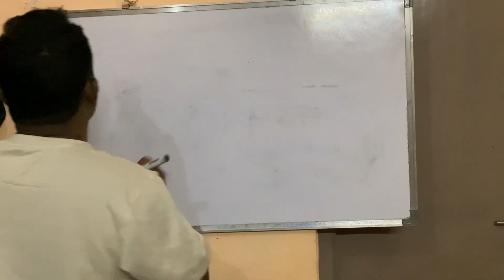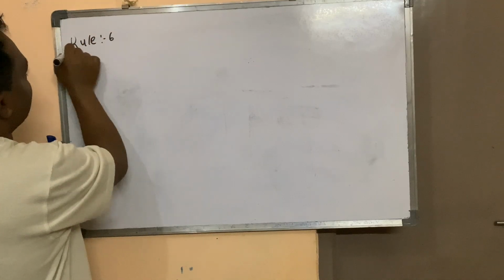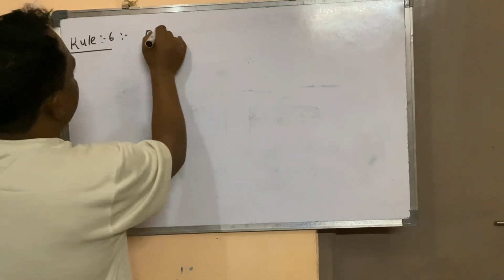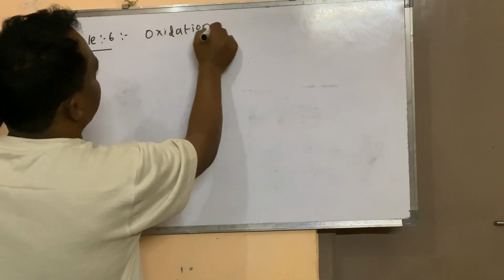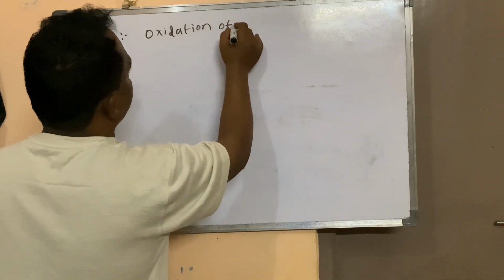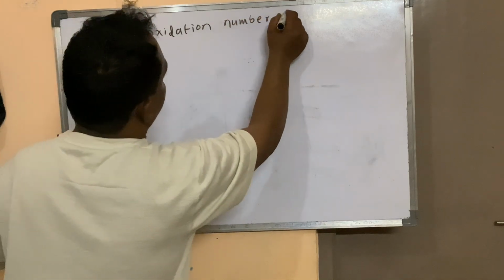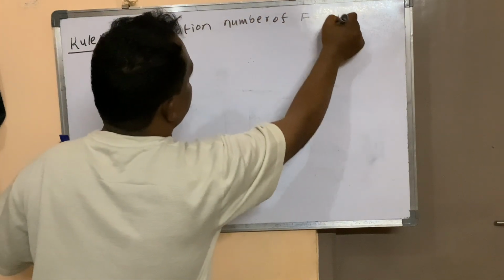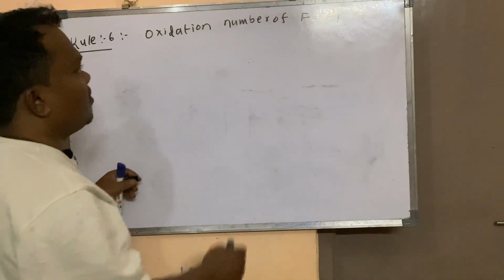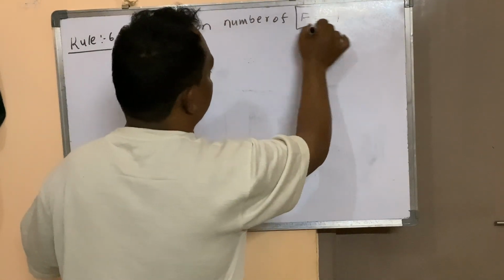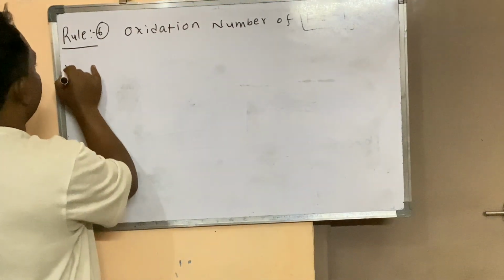Next oxidation number rule. Rule number 6. The oxidation number of fluorine is always minus 1. Always minus 1. So fluorine always stays at minus 1. Okay, right. Rule number 7.